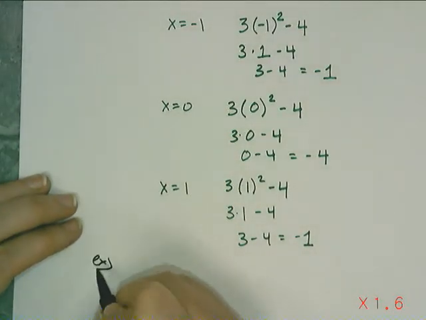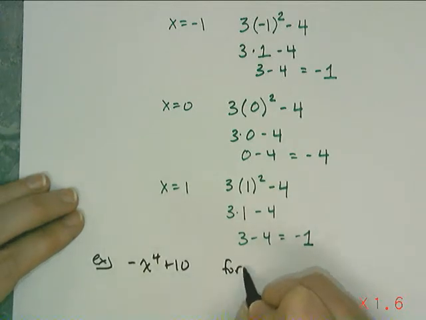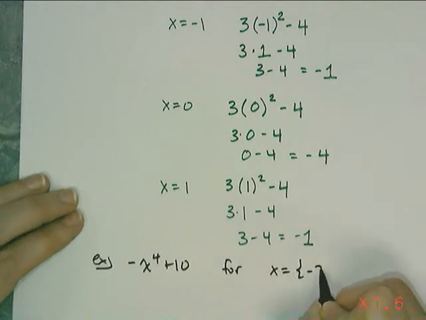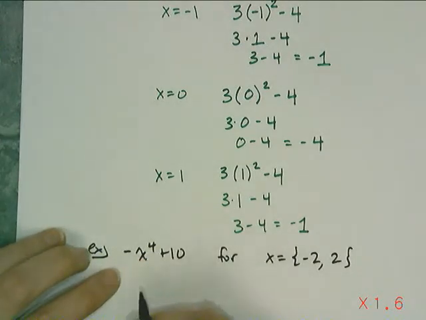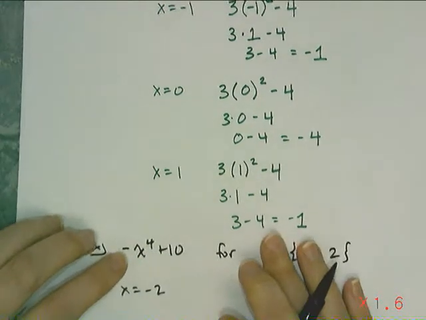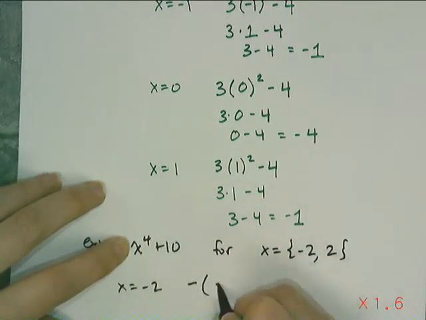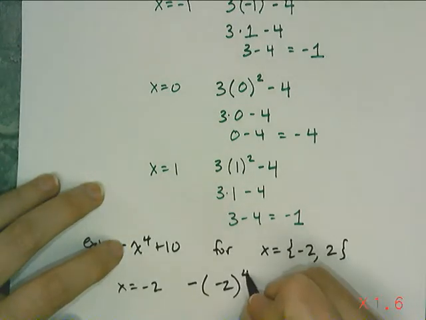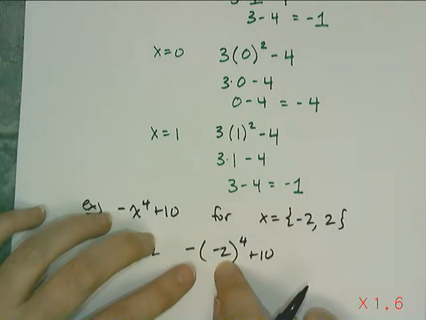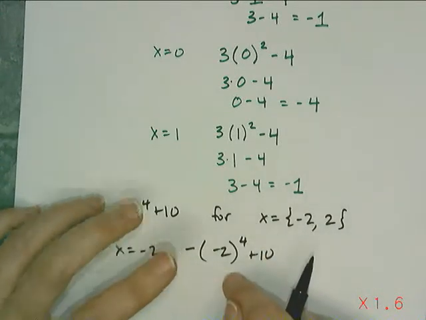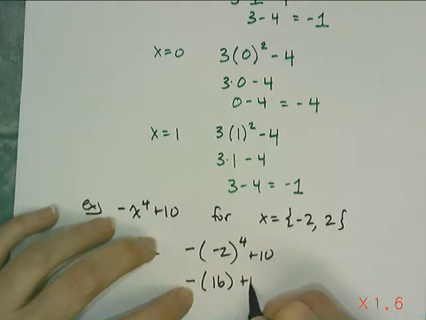All right, so let's look at the opposite of x to the 4th plus 10 for the values of x: -2 and 2. So now this negative sign stays there. When I plug in -2, I get the negative sign. Now I'm going to literally just replace the x with the -2, then put the exponent of 4 and then the plus 10. Now I have to figure out what -2 to the 4th power is. And it's going to be positive. 2, 4, 8, 16.